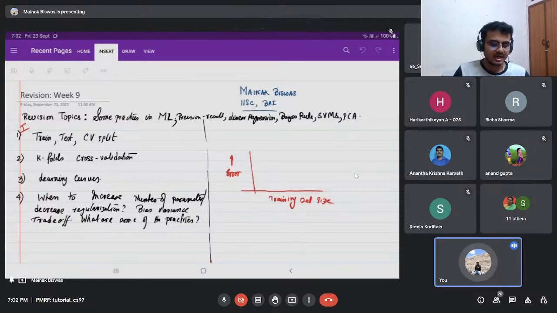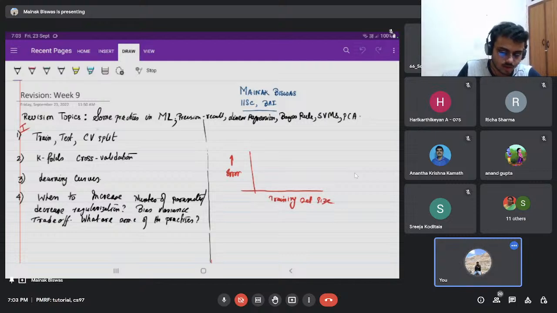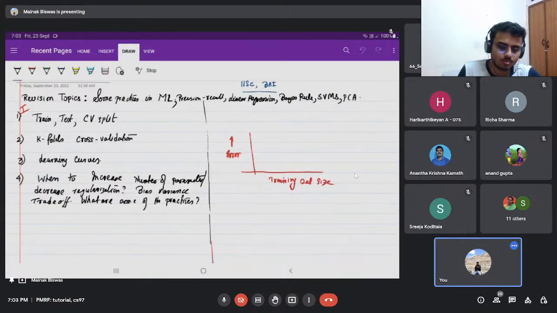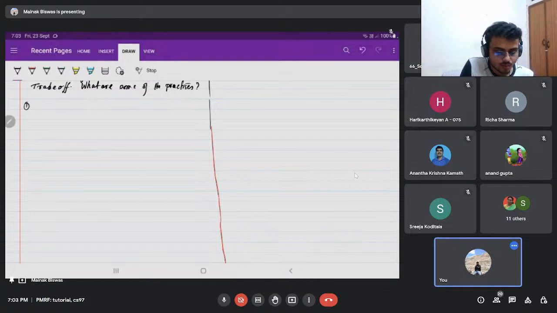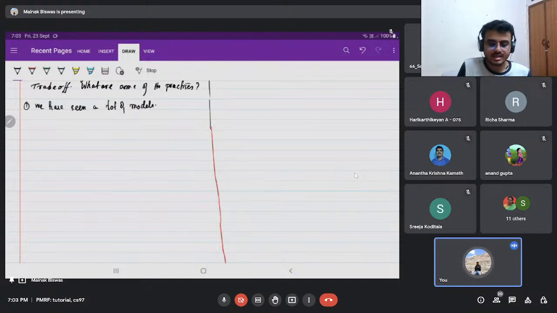So today let's start with some practices in machine learning that you need to perform. I thought about covering these 4 topics. I'll just brief you on these, and these are not anything to do with maths, but these are helpful when you're training models. So number 1, till now we have seen a lot of models, both supervised models and unsupervised models.